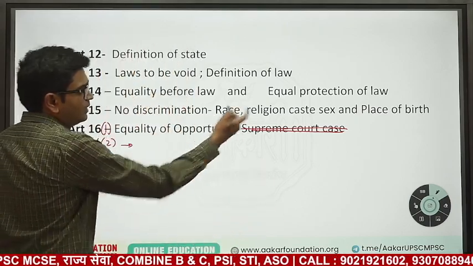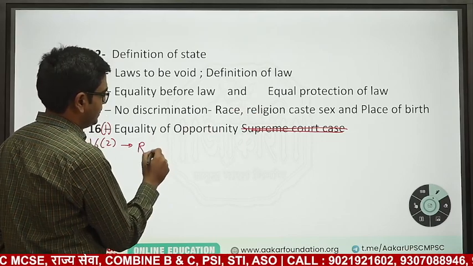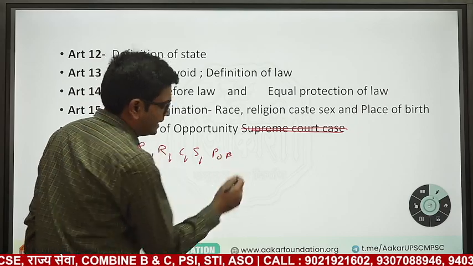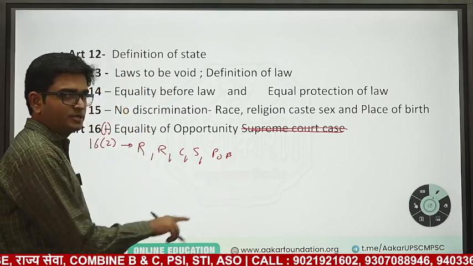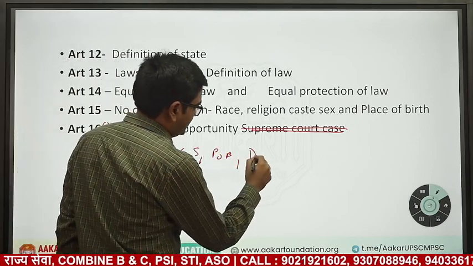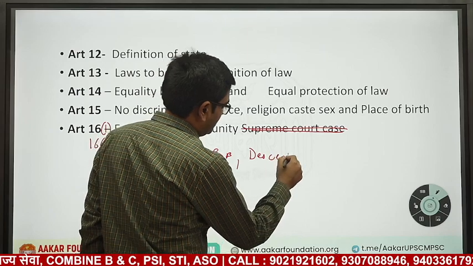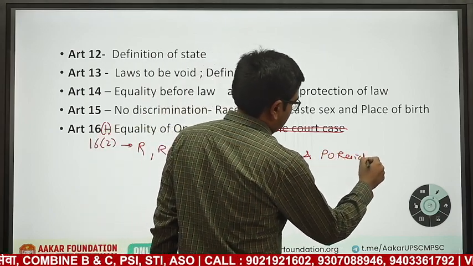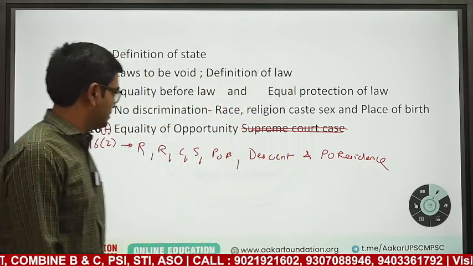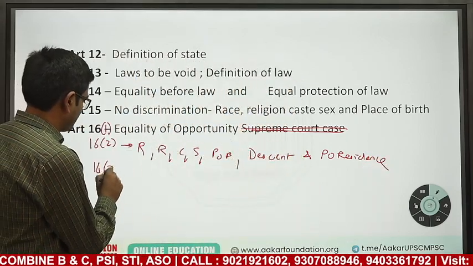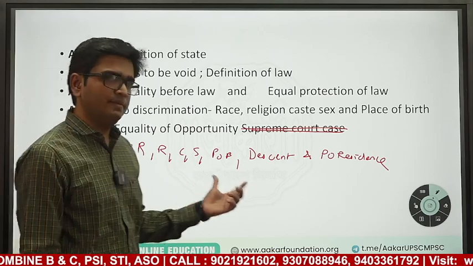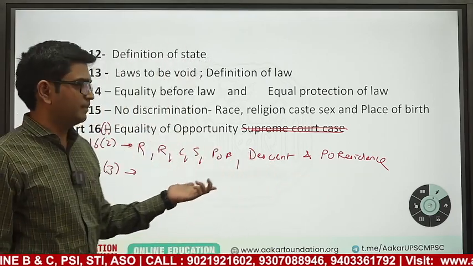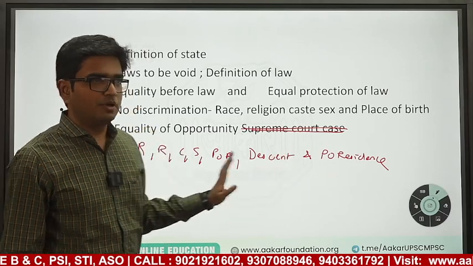On the basis of everything that is written in Article 15: race, religion, caste, sex, place of birth, and there are two more conditions here. Shall not be discriminated on descent and place of residence. These are the two extra conditions added in this article. Then 16.3 says that Parliament can make residence applicable. Parliament, in its own jurisdiction, can make residence compulsory for a particular government job.